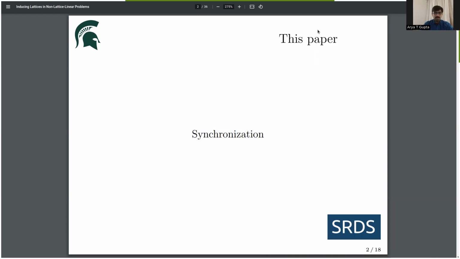In this presentation, we will discuss synchronization. Specifically, we will discuss eliminating synchronization, some ways to do that, and what the theory behind those ways looks like.